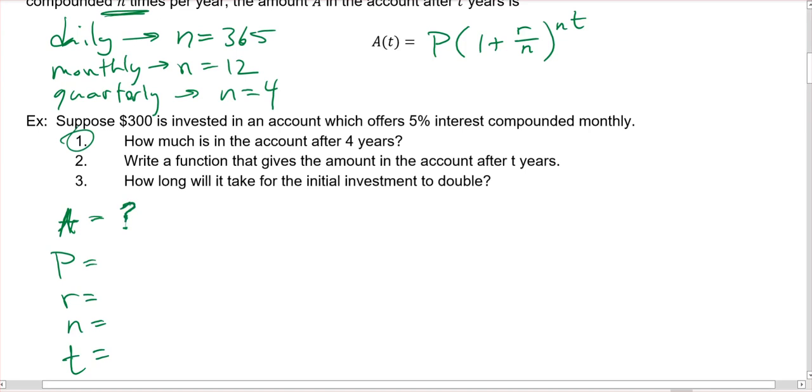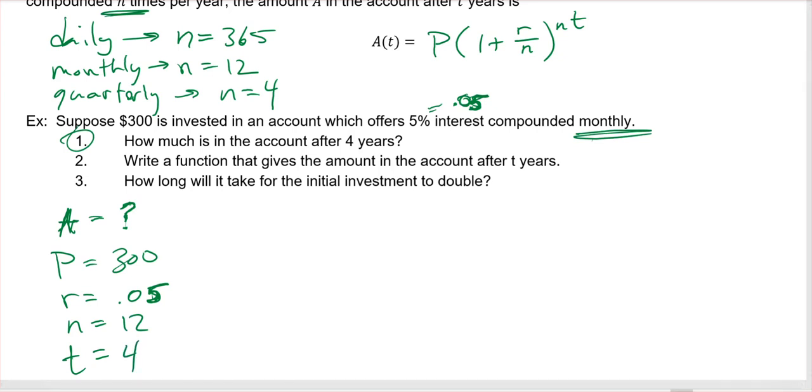P, this is the amount we start with, so that's $300. R is our interest rate, looks like 5%. A common error here is to just put a 5, but be careful there because 5% is 0.05, right? So be careful with these because you're going to be tempted to just put 5 in there. Okay, n, compounded monthly, there's 12 months in a year, so we're going to use n equal 12. And then t is the amount of time, so this is going to be 4 years here.